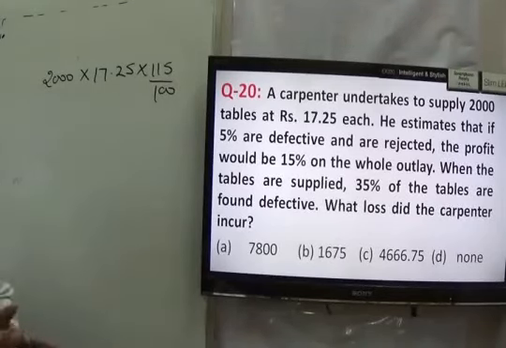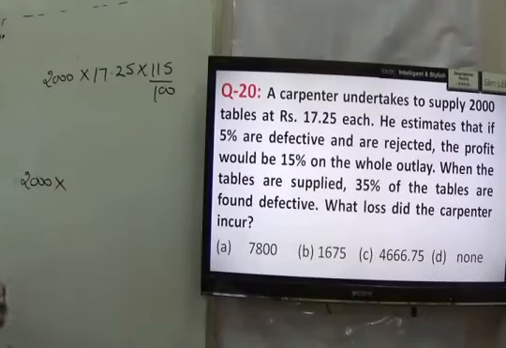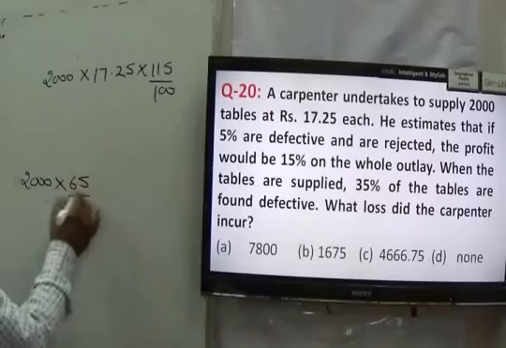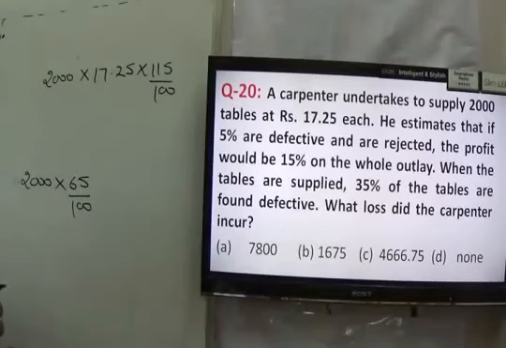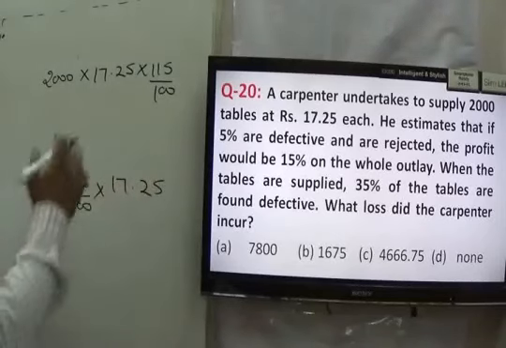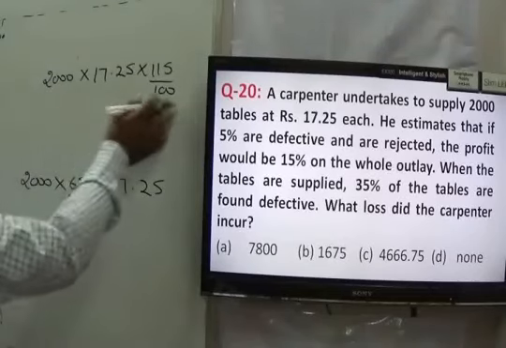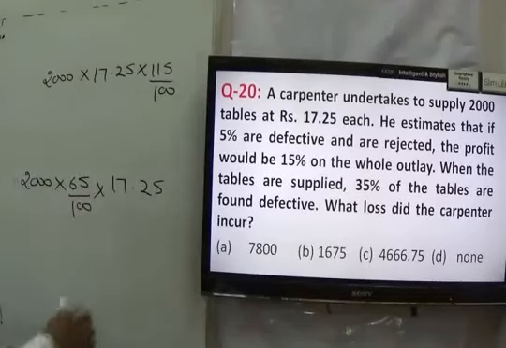Now it is in the question it is given that the tables are supplied, 35% of tables were found to be defective. That means out of 2000, the defective tables were 35%. How many tables were right? That is 65%, 65 upon 100, right? And the tables have to be sold at a price of 17.25. I have to find the difference between them. It's my loss, because that is my expectation. It is the money that I actually get.